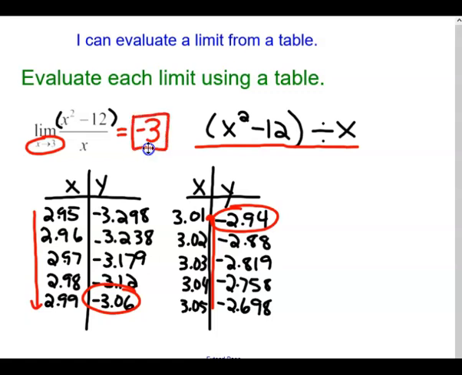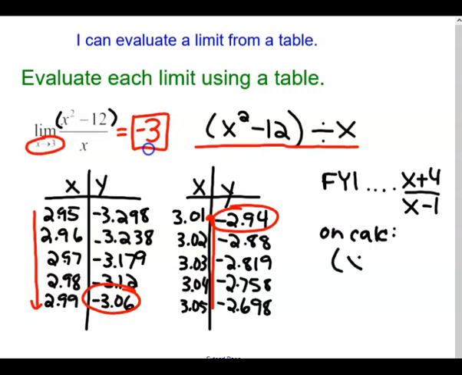All right. So just a little FYI. If we had something like x plus 4 over x minus 1 on the calculator, you want to make sure that you put it in parentheses. X plus 4, hit divide, because that fraction line means divide, parentheses x minus 1, okay?